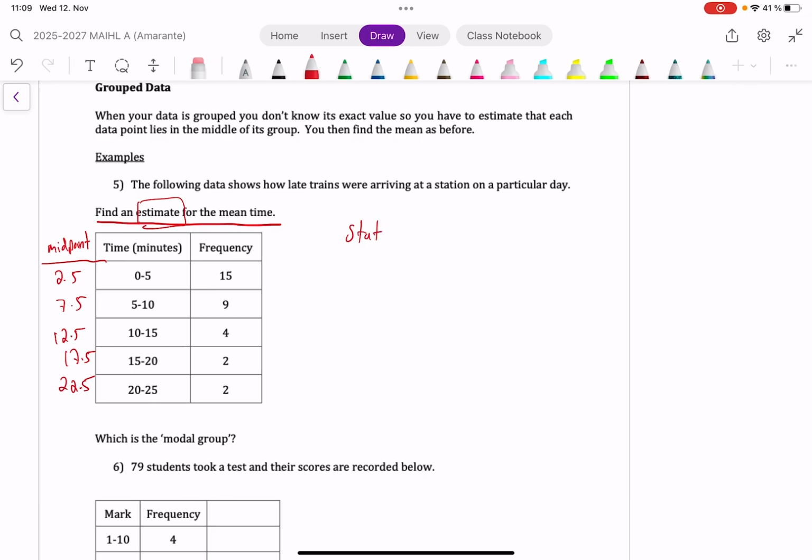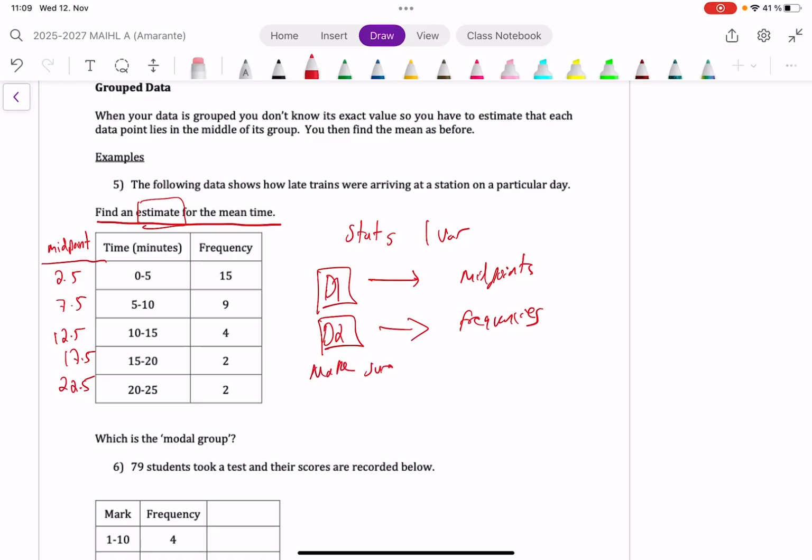So what we're going to go to is stats1 variable. In D1, we're going to enter the midpoints, what we have written over there. In D2, you can enter the frequencies. Then you need to make sure D2 is on in the symbol button, right? So make sure that D2 is turned on. Take a second, pause the video, go enter this for D1, go enter this for D2, click stats on the screen, and see what you get.